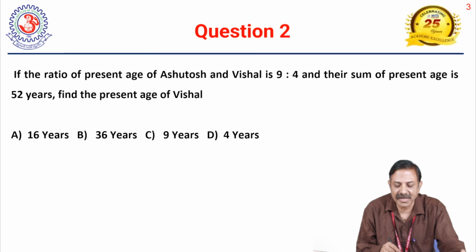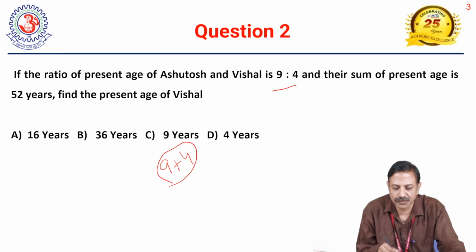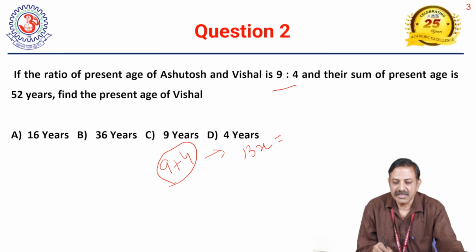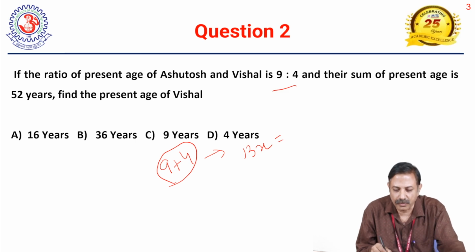The ratio of ages of Ashutosh and Vishal is 9 is to 4. What is the meaning of 9 is to 4? If Ashutosh is 90, Vishal will be 40. Sum of the ages. What do you mean by sum of the ages? That is 9x plus 4x or 9 plus 4 I will take. That is nothing but 13x. Sum of the ages is 52. The meaning is 9 plus 4, 13 will be 52. What is the age of Vishal? Now 13 four times. If I cancel, I'll get 52.